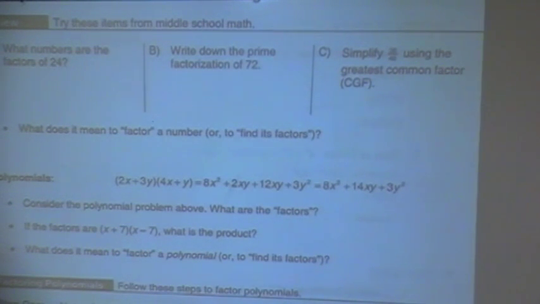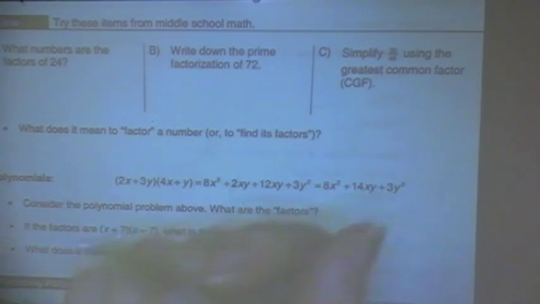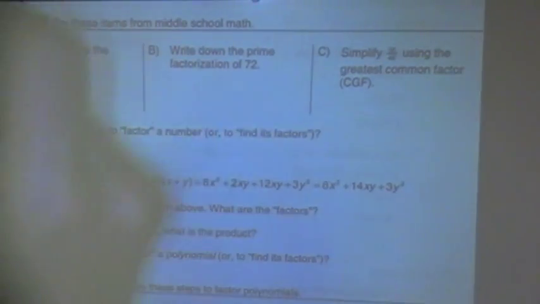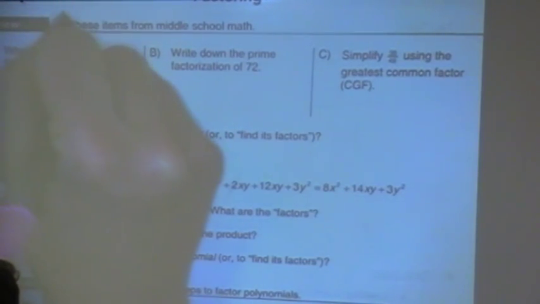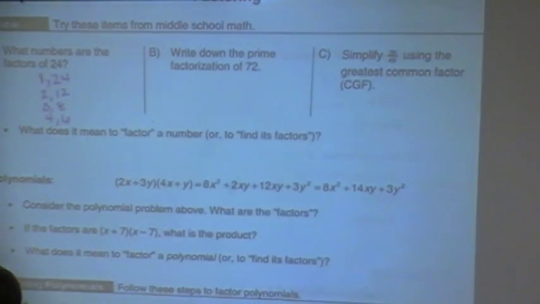Writing them in order, 1, 2, 3, and so on, or I usually write them in pairs. That'll make sense to you in a day or two. So 1 goes with 24, 2 and 12, 3 and 8, 4 and 6. So that's all the factors. That's what I did, but then I know the factorization tree. Well, that's what this is.